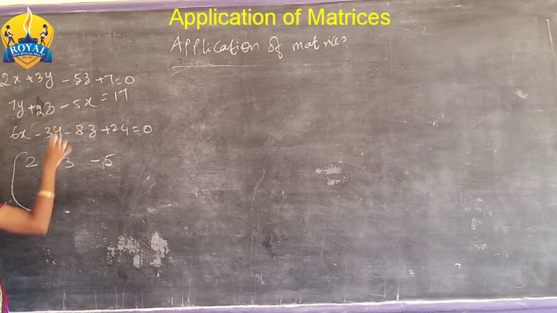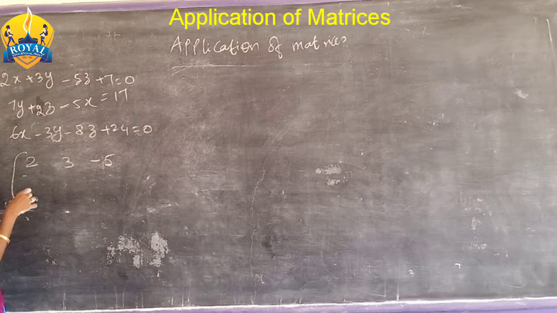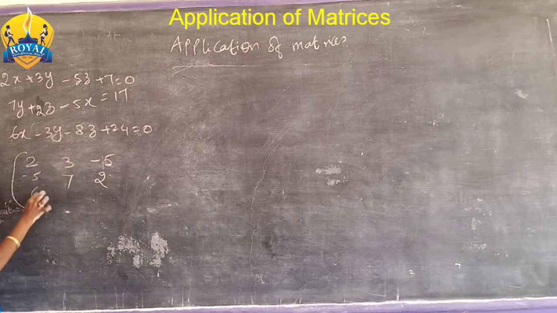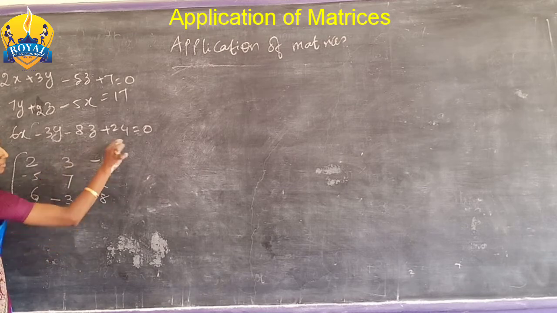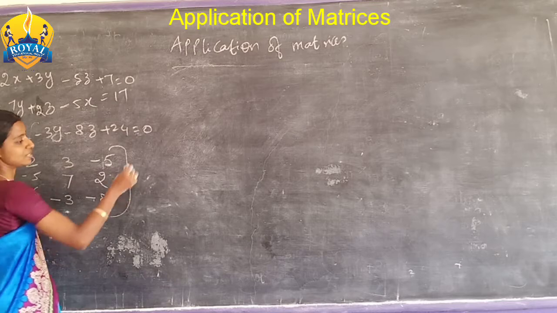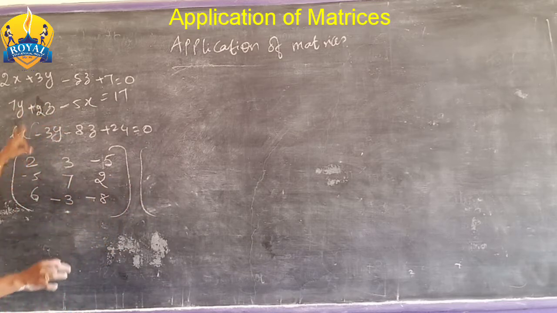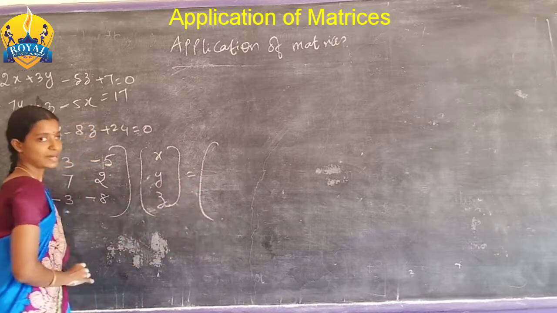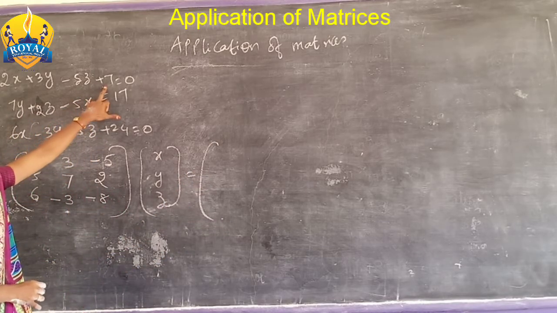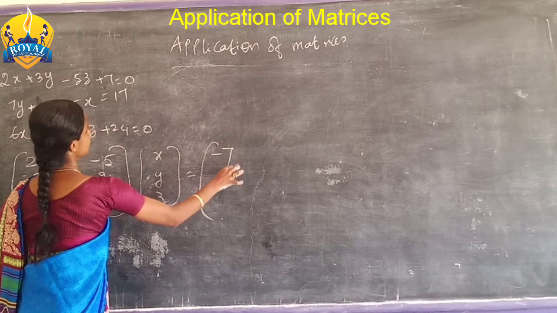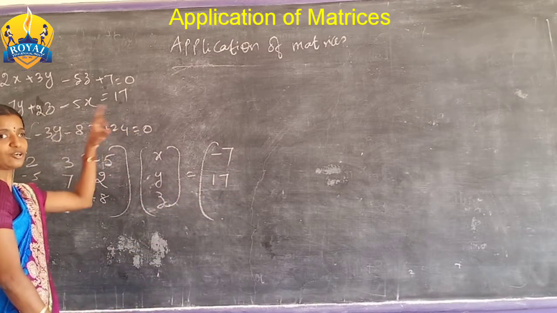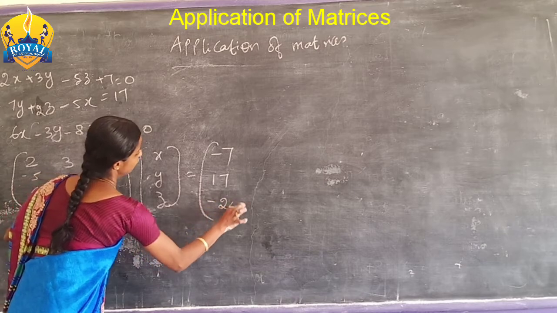I need to take the negative sign along with the coefficient, not only the coefficient but also the sign. So minus 5 here, plus 7 here, 2. Similarly, in the third, I have 6, minus 3, minus 8. This is my coefficient matrix A. I have 3 unknown variables x, y and z that I am going to solve, equal to my constant matrix. Here my constant is plus 7. If I take it to the right side, it becomes minus 7. Here already I have 17, so write 17. Here plus 24, if I take it to the right side, it becomes minus 24.